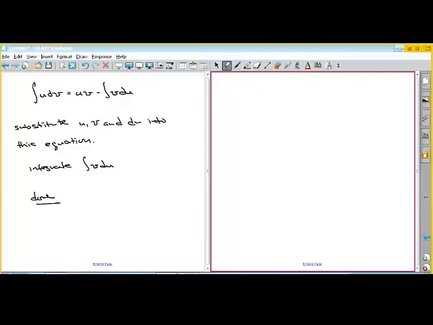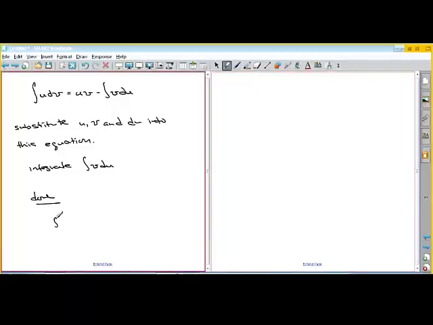Usually involves products, but sometimes there are some special cases like the integral of the natural log of x dx, where it doesn't look like there's a product. There actually is. It's the product of these two things.